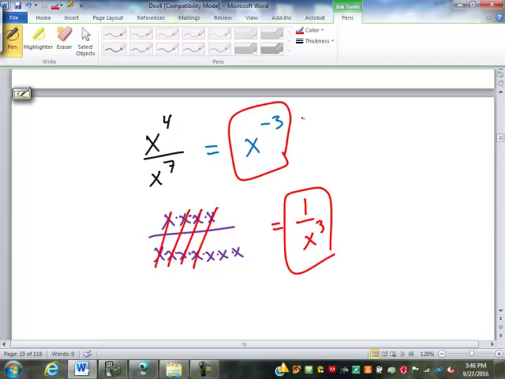X to the power of -3 and x, or 1 over x to the 3rd, are equivalent. That negative power means reciprocal. X to the 3rd. Think about it. If x to the 3rd means you multiply by x 3 times, x to the -3rd makes sense. That means you divide by x 3 times.